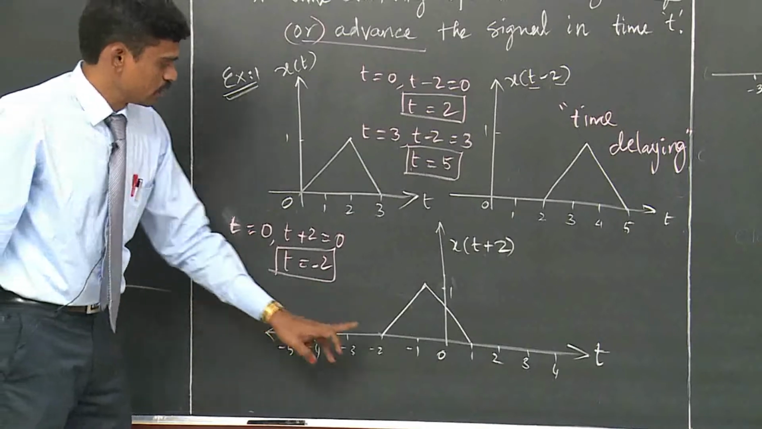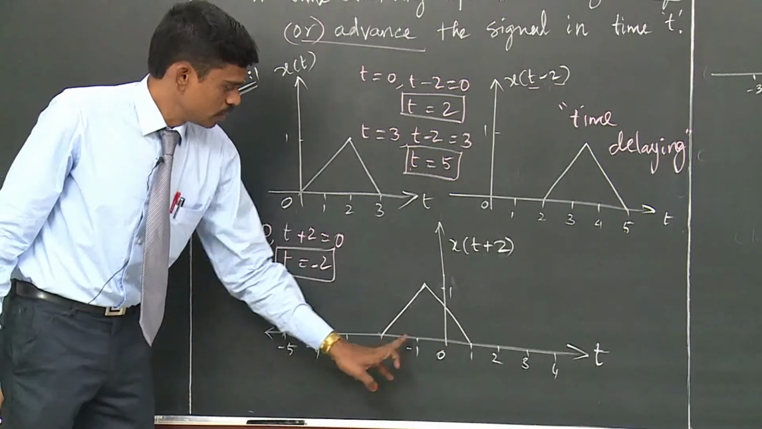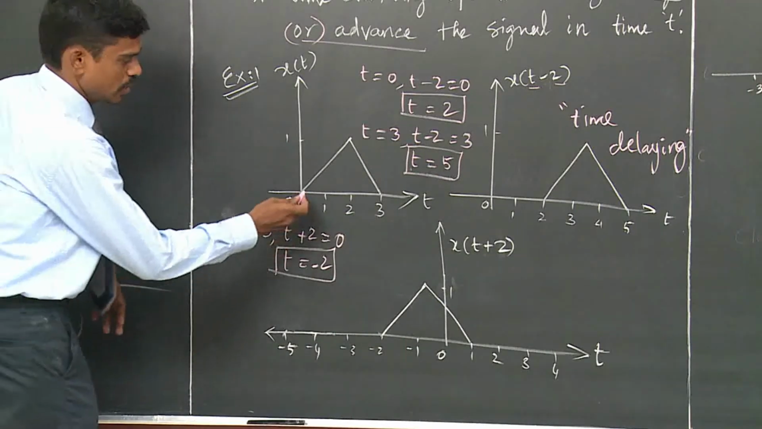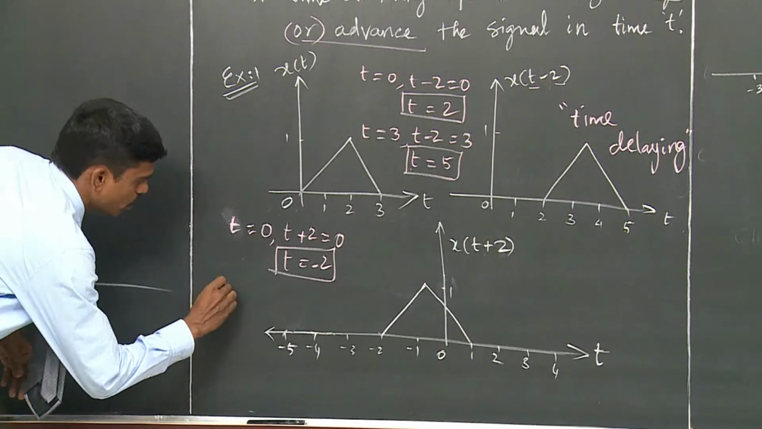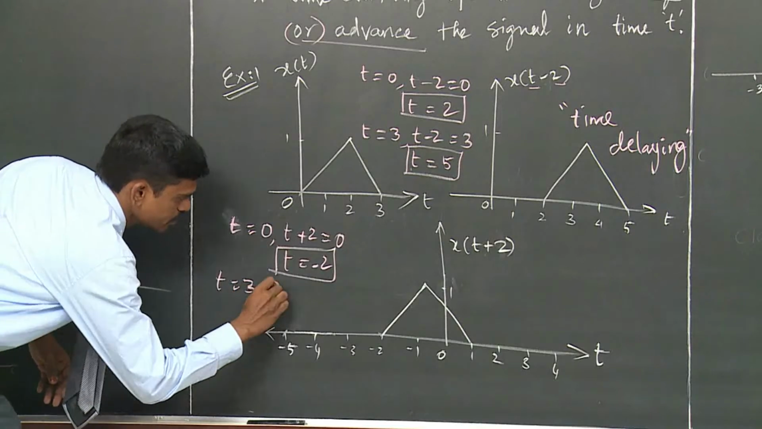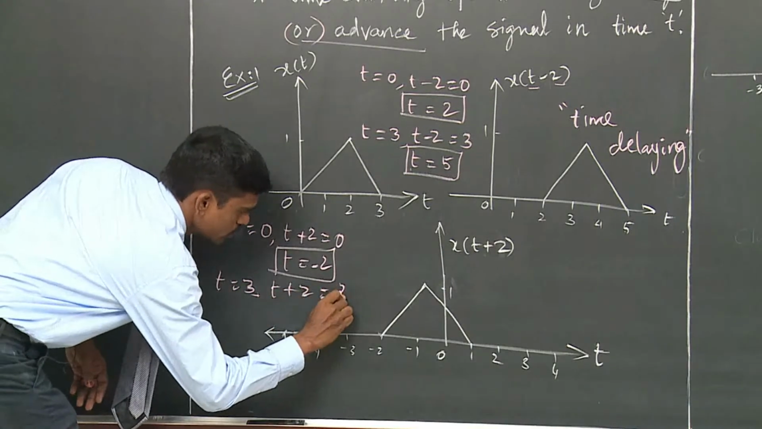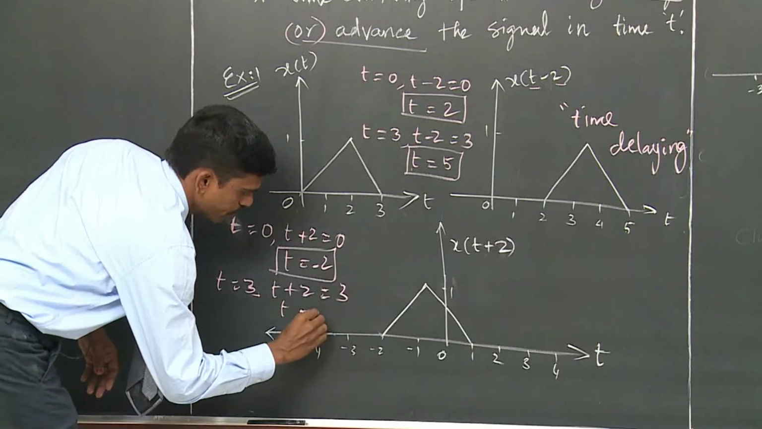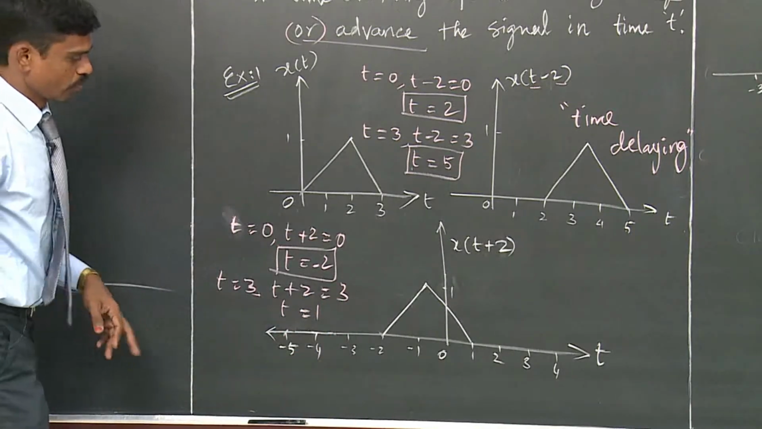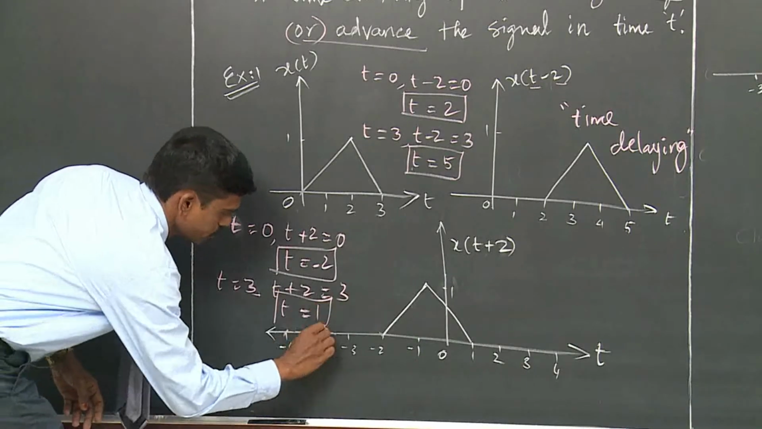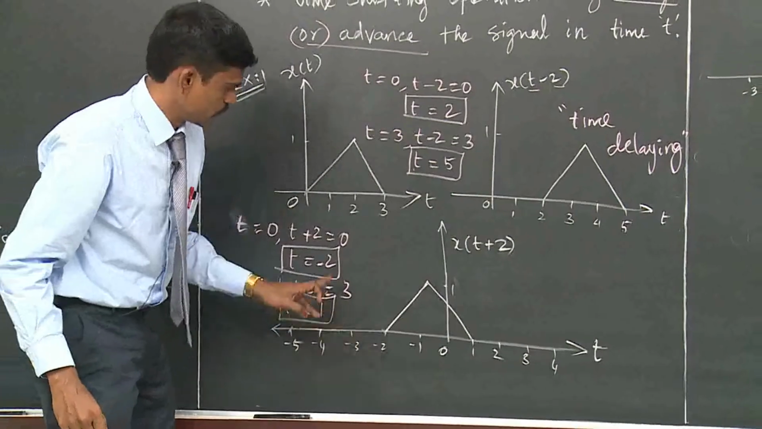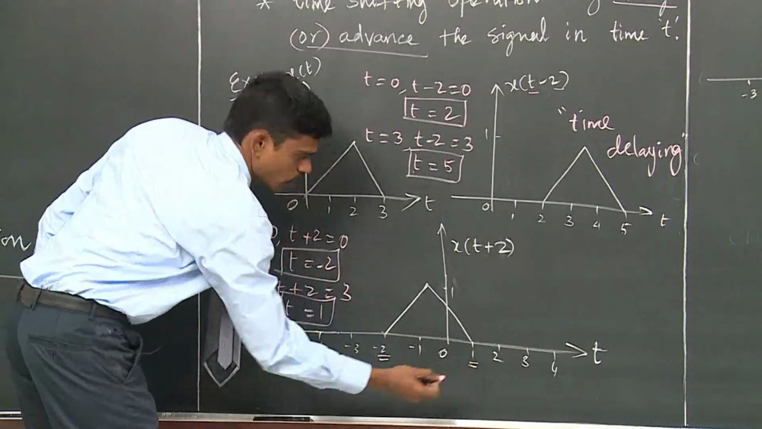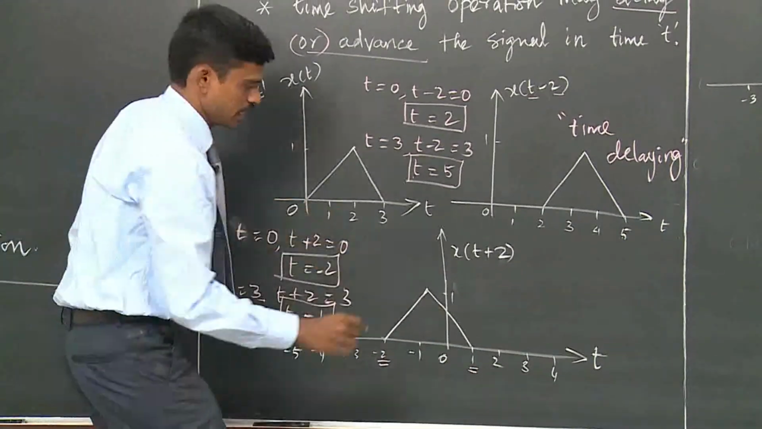So 0 is shifted to minus 2. This is the lower boundary. And the upper boundary is t is equal to 3. T plus 2 is equal to 3, so t is equal to 3 minus 2, which is 1. So this is the lower boundary, and the upper boundary is 1. So the limits are minus 2 and 1. This is called time advancing.